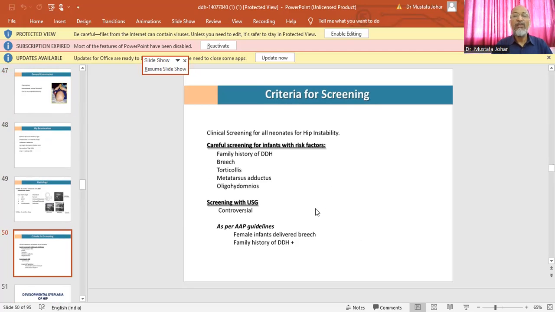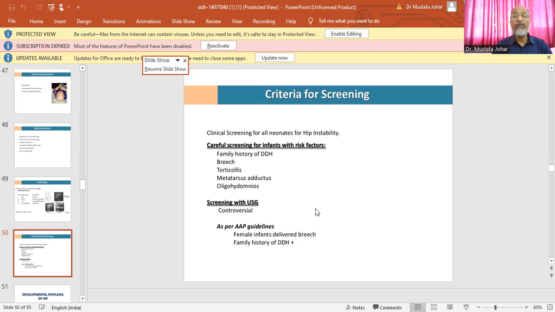Then clinical screening of all infants for hip instability is a must in certain countries where the law makes it compulsory to do the screening of the child for this kind of problem.